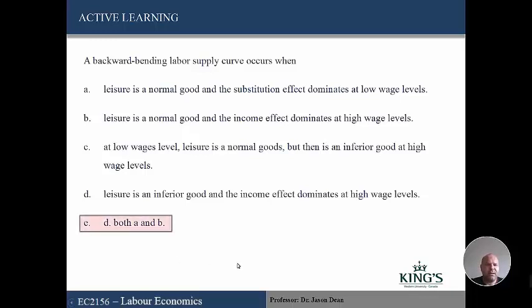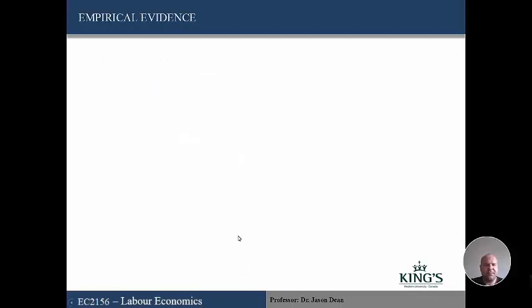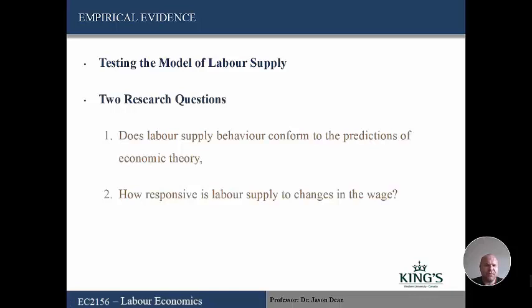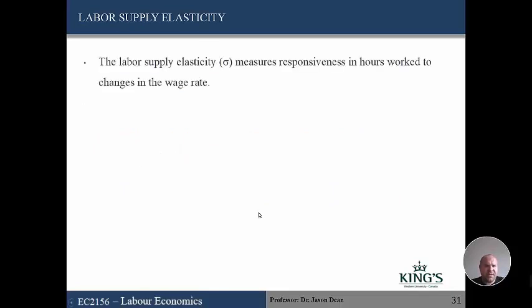Okay, so if you guessed E, you're correct. So A and B are the correct answer. So let's think about the real world here and see if we have any empirical evidence for some of these things that we've talked about. So two research questions that are key and very important are as follows. Does labor supply behavior conform to the predictions of economic theory? And how responsive is labor supply to changes in the wage? So basically we're going to look here at labor supply elasticity.